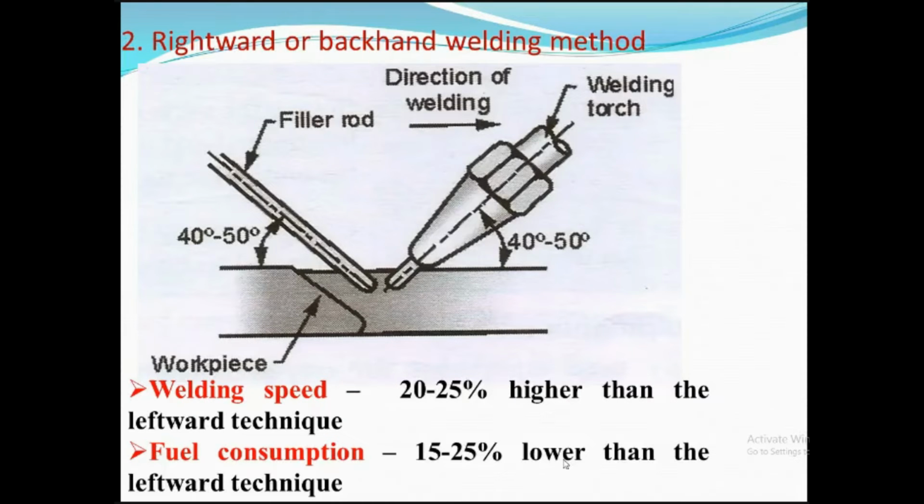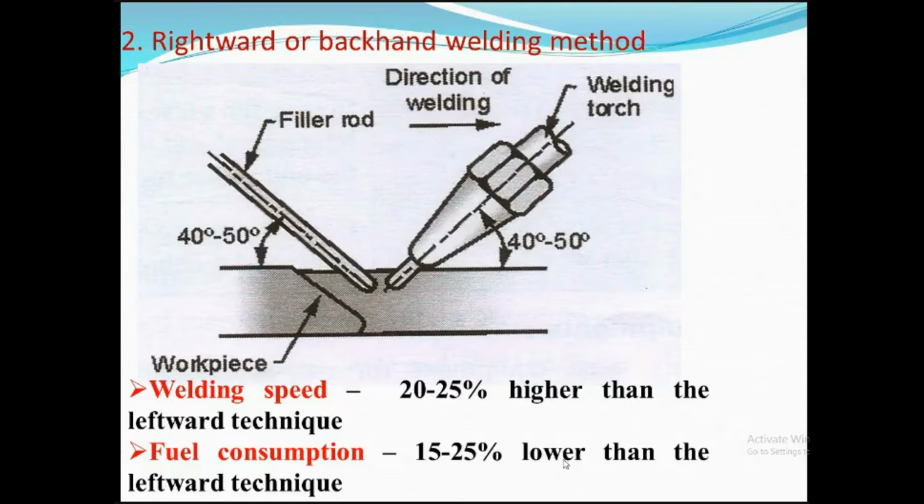The next technique is the rightward or backhand welding method. Again there are some changes in the angle of the axis of the welding torch to the workpiece, and of the filler material to the workpiece. In this case, the welding torch and workpiece have an included angle of 40 to 50 degrees, and the filler material to workpiece angle is also 40 to 50 degrees.